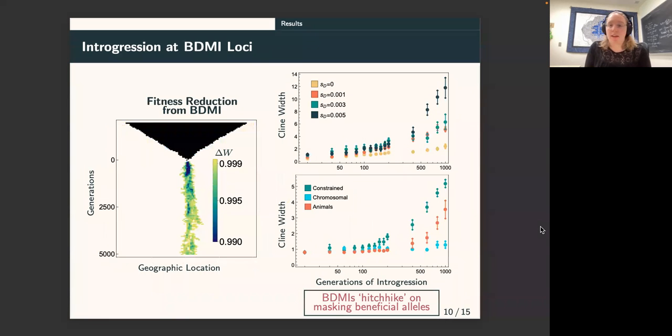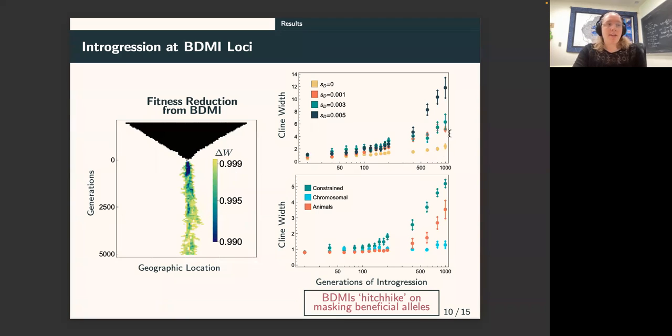So what happens at the incompatibility loci? Well, first of all, the incompatibilities can have a dramatic effect on fitness. So in this plot here, I'm showing the reduction in fitness due to the incompatibilities, and especially where there's lots of hybrids, we can see that there's a strong reduction in fitness. But the width of this BDMI integration, given by the width of this colored region, is wider than we would expect in the absence of any recessive deleterious loci. So this is measured by the cline width.